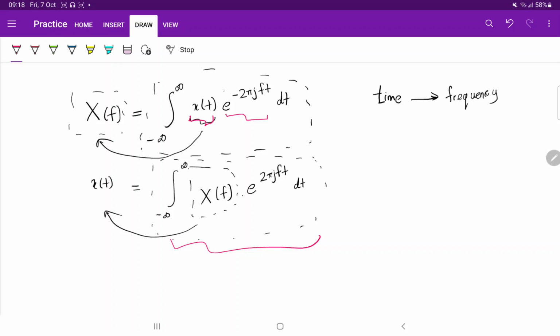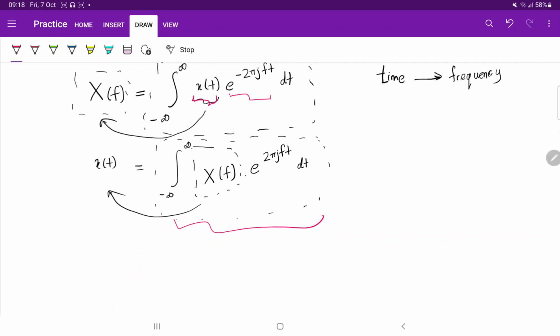So what we need to do is take e to the power minus 2 pi j f t, and multiply by the function whose domain you need to change. If you do so, and integrate from minus infinity to plus infinity, you are going to get the Fourier transform.